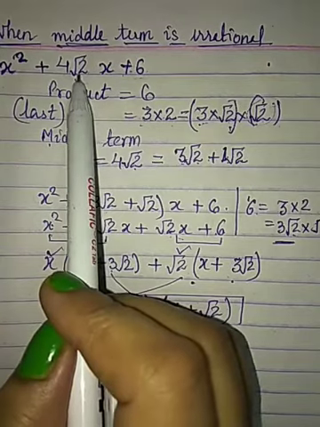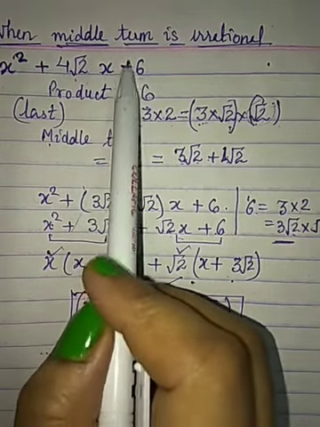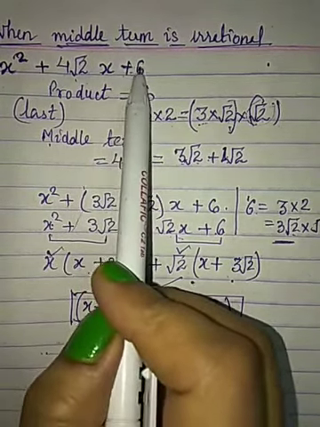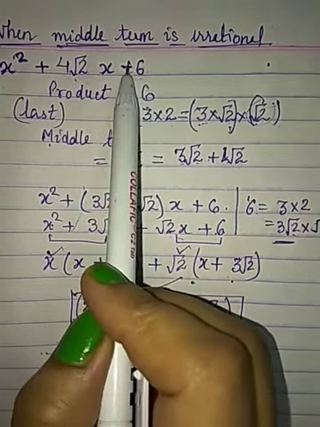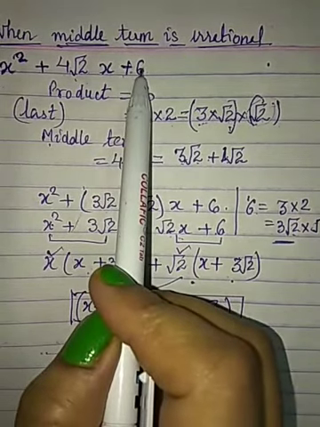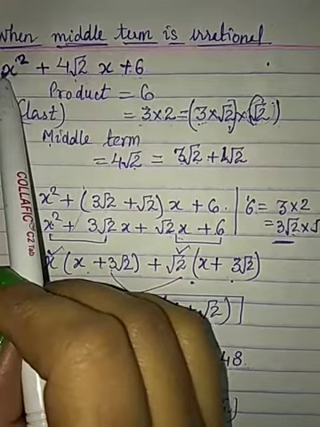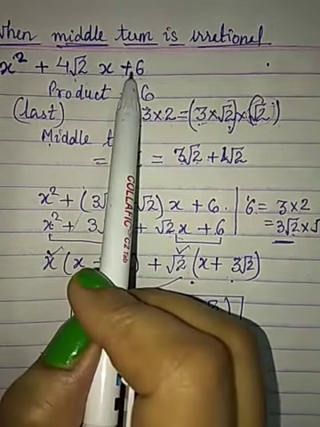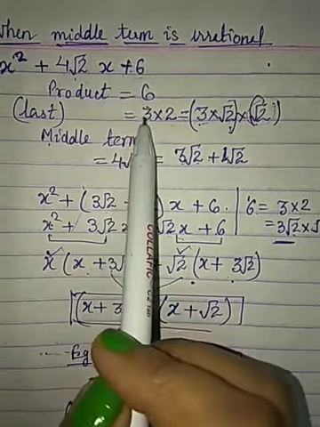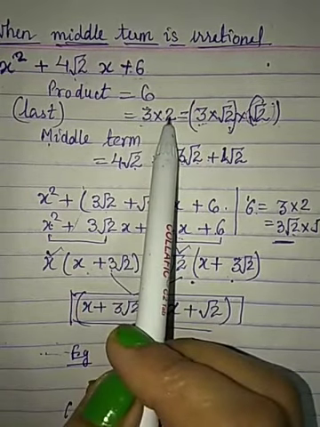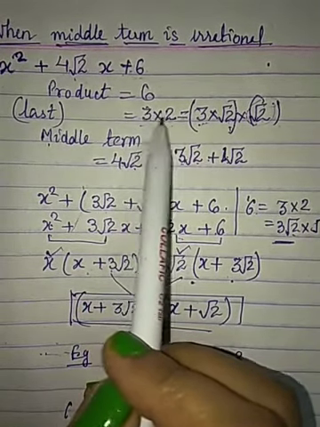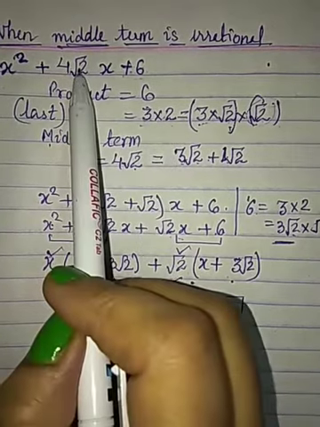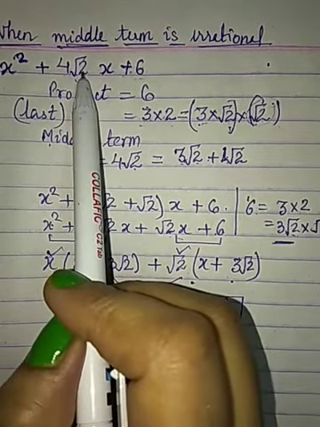Like in the previous video, we have already been doing this by seeing the last term sign. This is plus here. So what we do, we take the product of the first term and the last term for the factorization. 6 can be factored as 3 into 2. Now 3 and 2 are both rational numbers, but we need irrational in the form of root 2.